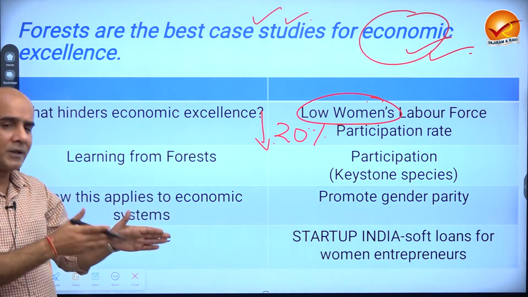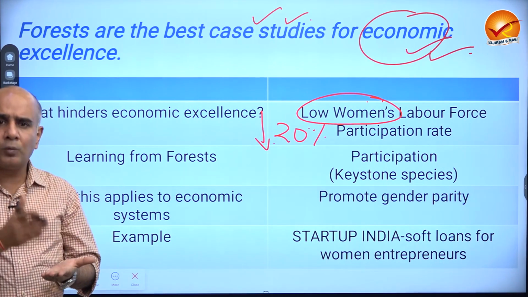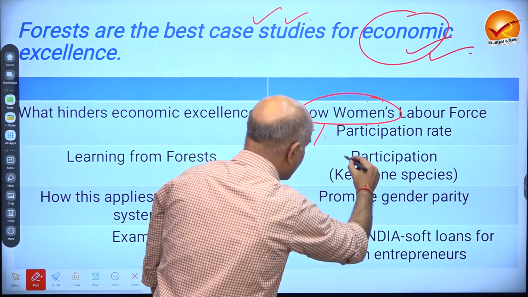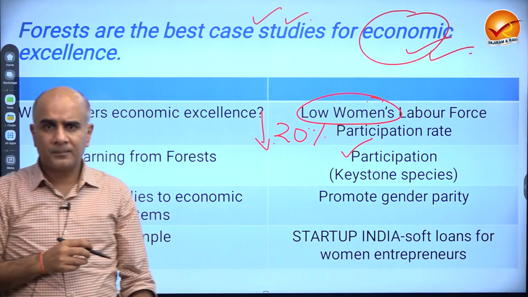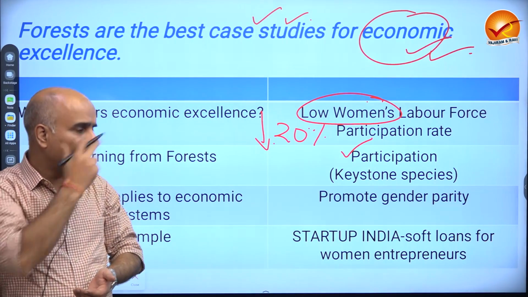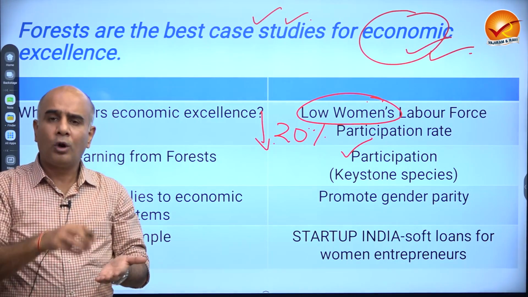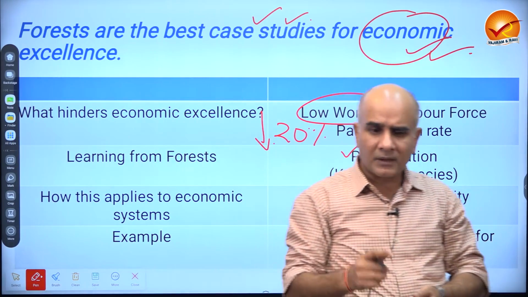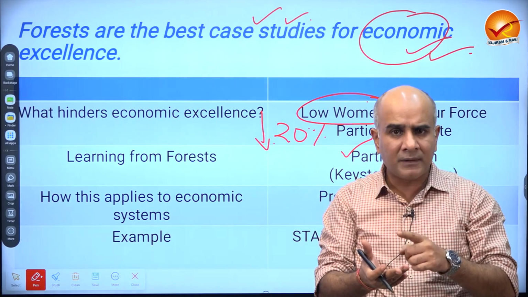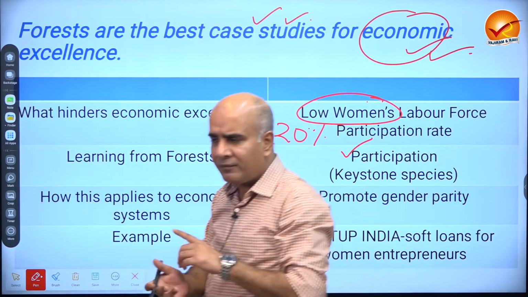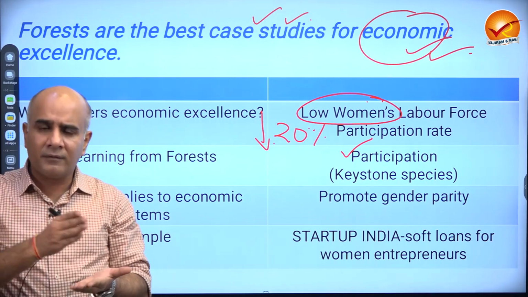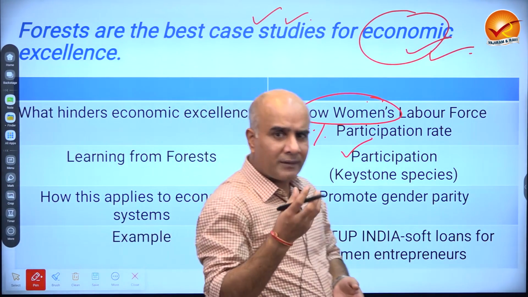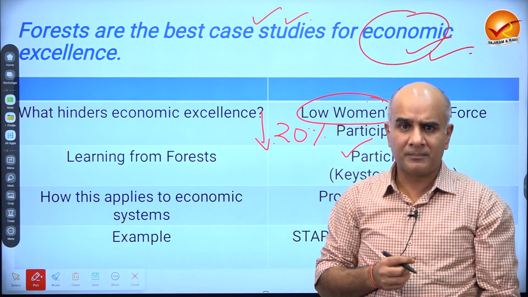Now, in this case, what is the learning from the forest? That if you want to excel in any field, in any endeavor, you will have to ensure the participation of all. In any forest, for example, you'll have to ensure the participation and the survival of your keystone species. In a forest, every single organism, whether it is a plant, an animal, or an insect, will have to participate, will have to contribute. That is what leads to the richness and the diversity of the ecosystem.